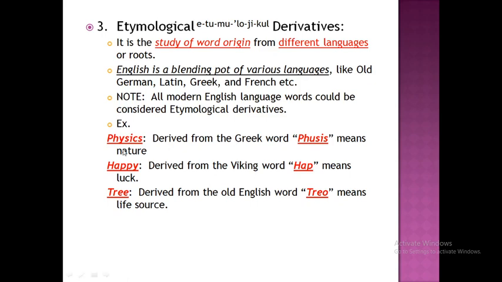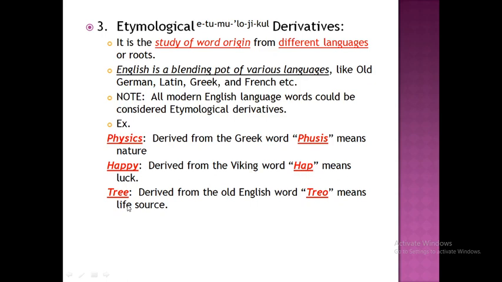The first one is physics. This is the name of a subject we all know, and this word is derived from a Greek word, physis. Please do not go by the pronunciation I am using, because I don't know how to pronounce physis in Greek. But this is the word that gives us the English word physics, and physis means nature. The second word, happy, is derived from a Viking word, hap, which means luck.